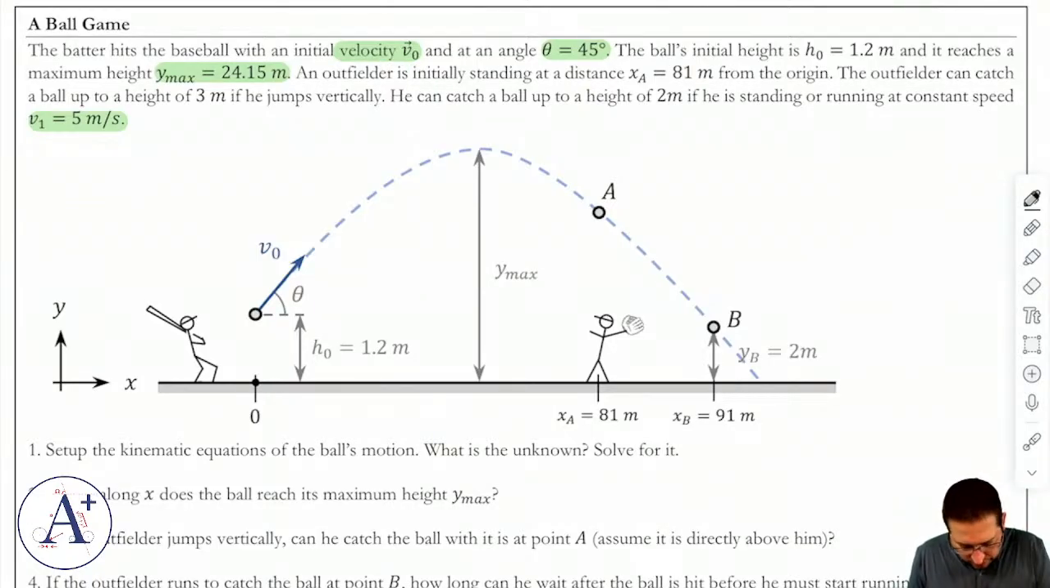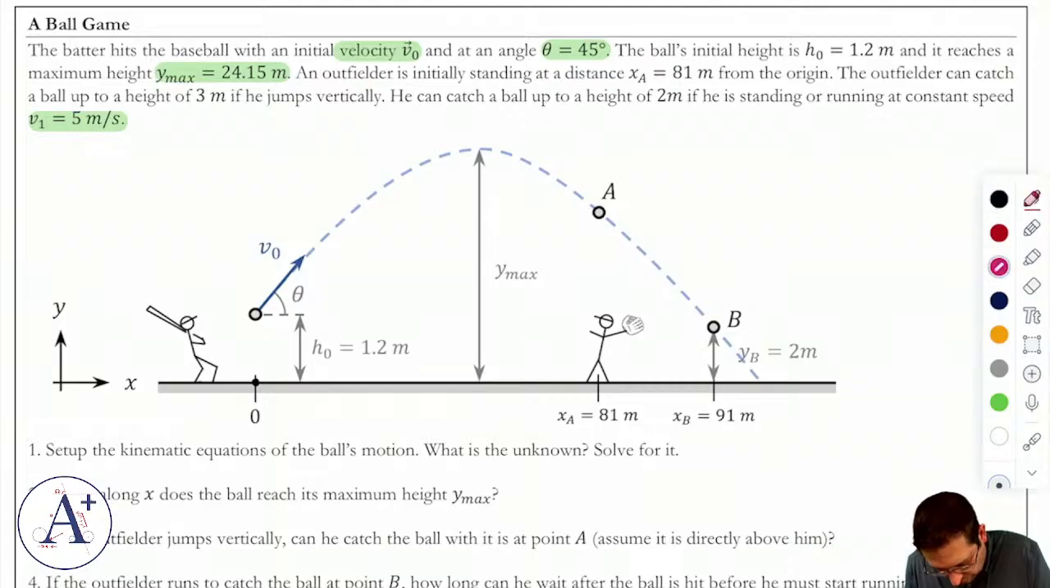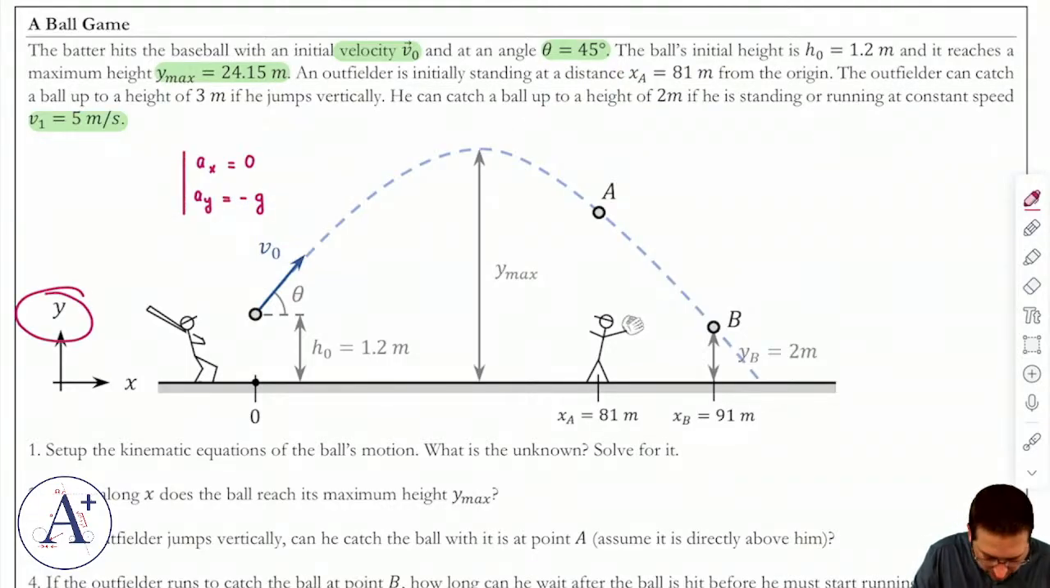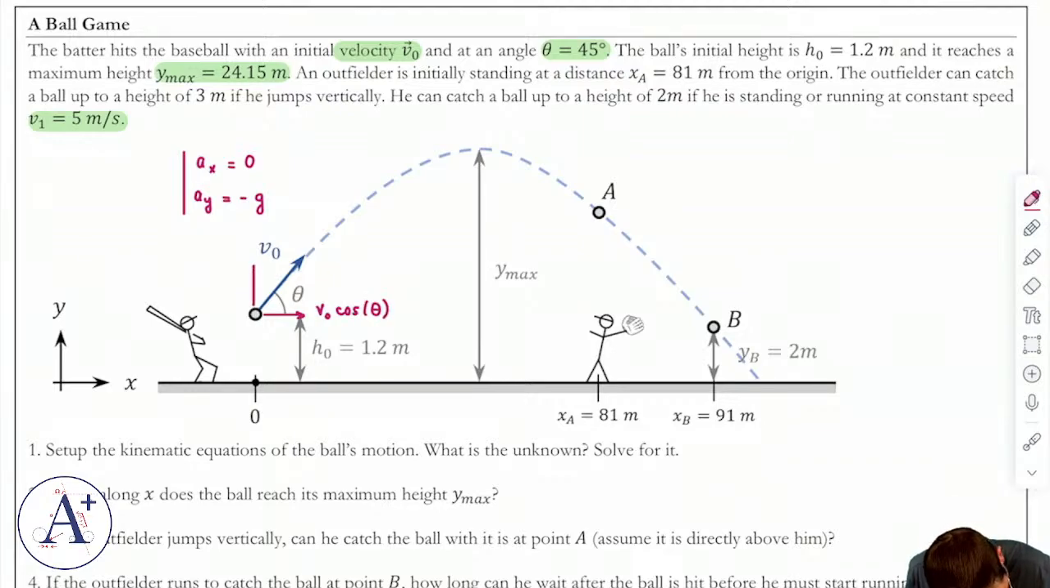Now, what is different in this problem compared to the previous problem? Well, it's not acceleration. a_x is going to be 0, and a_y is going to be minus g, because y is positive up. Then, the x component of v0 is going to be v0 cosine theta. The y component is going to be v0 sine of theta.